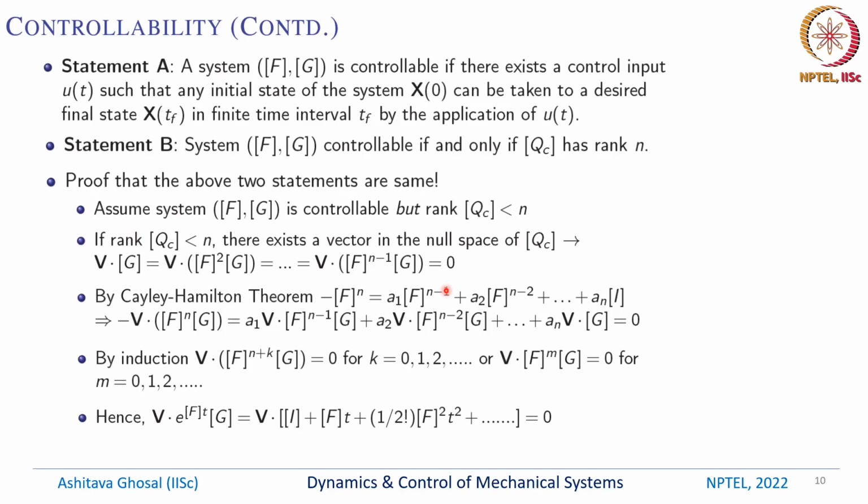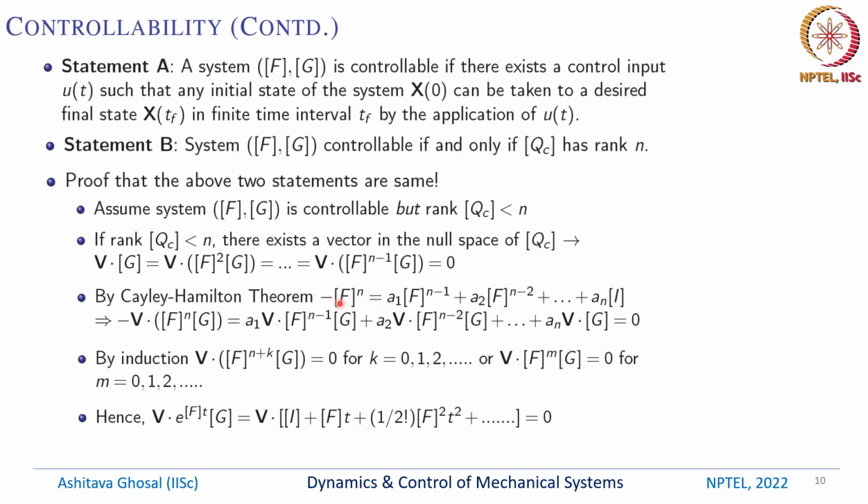Instead of lambda we substitute F for lambda and we get one polynomial in F to the power n plus something into F to the power n minus 1, something into F to the power n minus 2 and so on, all the way till identity equal to 0. And then you take the F to the power n on the other side, so we'll have minus F to the power n equal to all these other terms. Now if you take a dot product, minus V dot F to the power n into G, we will get a1 into V dot F to the power n minus 1 into G.